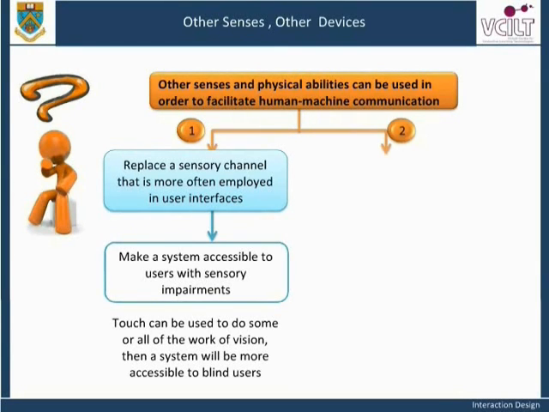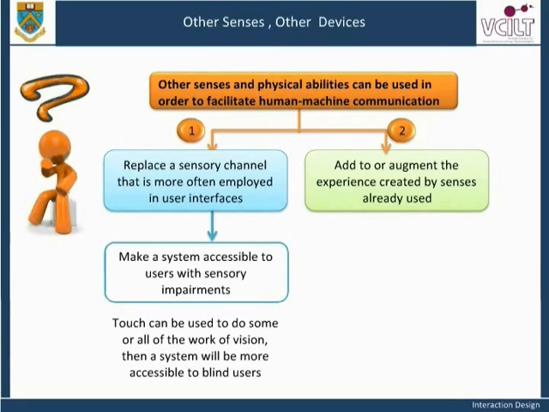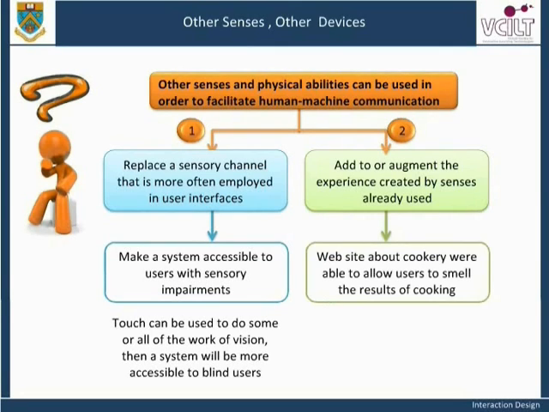The second reason is to add to or augment the experience created by senses already used. For example, if the website about cookery were able to allow users to smell the results of cooking, the effect might be a richer and more enjoyable experience for the user.